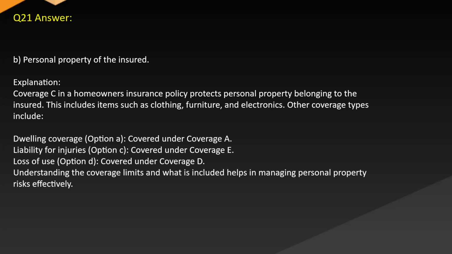Covered under Coverage A. Liability for injuries, option C, covered under Coverage E. Loss of use, option D, covered under Coverage D. Understanding the coverage limits and what is included helps in managing personal property risks effectively.